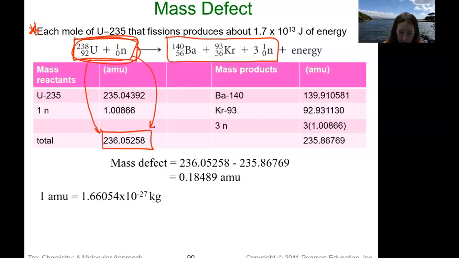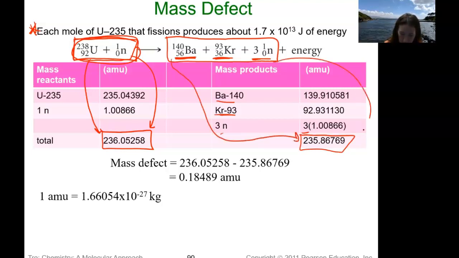Let's add our products. One barium-140, here's our mass. Krypton-93, here's our mass. Three neutrons, here's our mass. So this is the mass of our products. You can see when I take the mass of my reactants minus the mass of my products, I lost mass, right? So we lost mass.